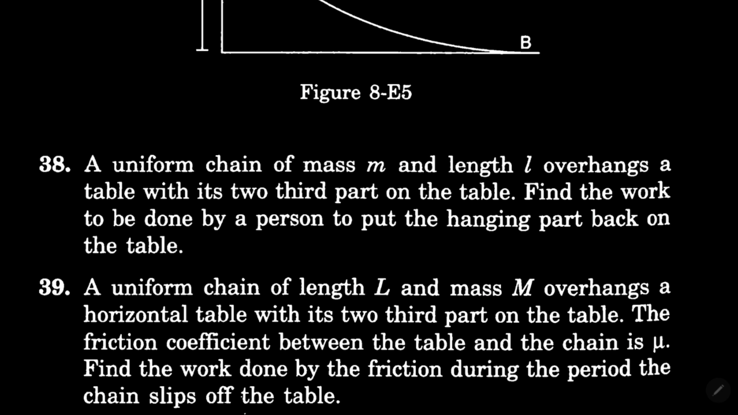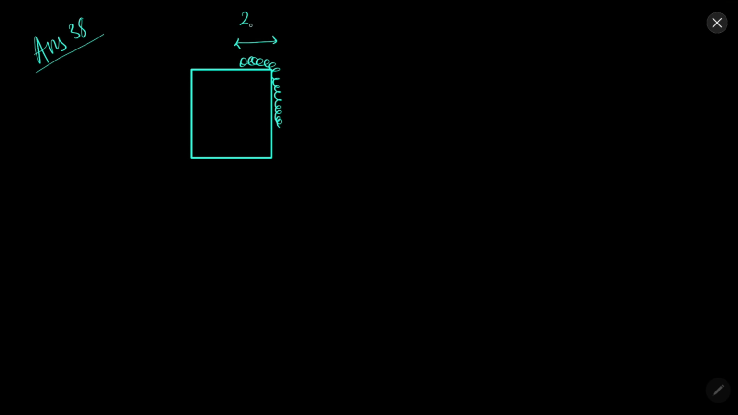In 38, a uniform chain of mass m and length L overhangs a table with 2/3 part on the table. We need to find the work done by the person to put the hanging part back on the table. 38th. So the scenario is somewhat like this. This is 2L by 3. Let's say a small distance dx. This is x.